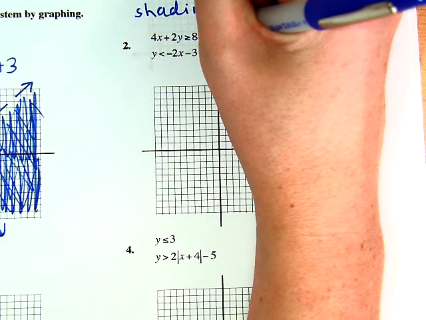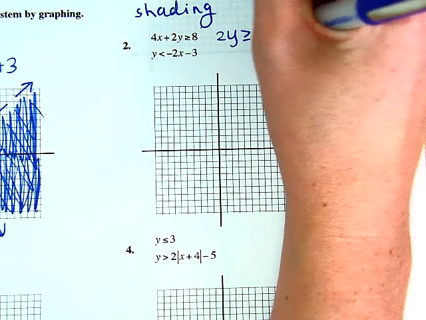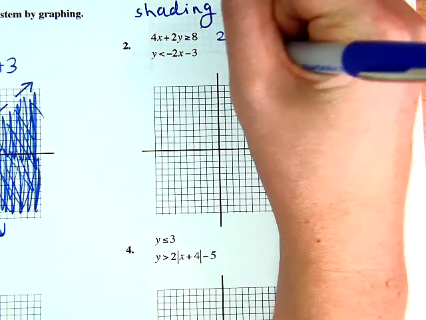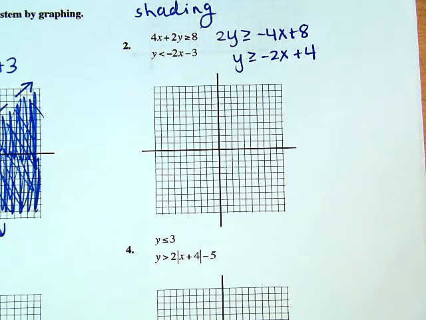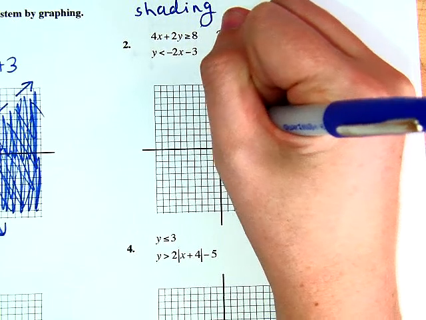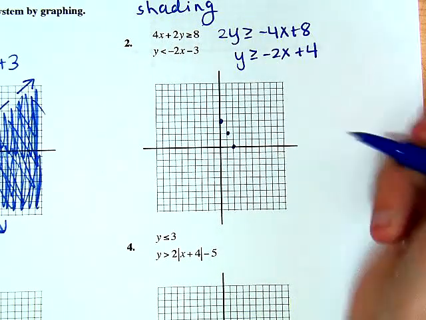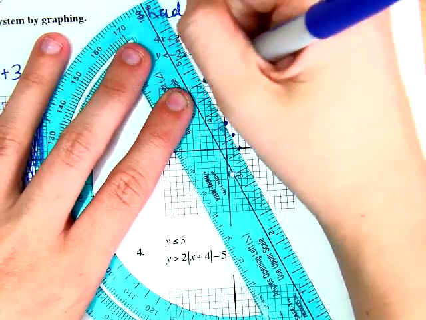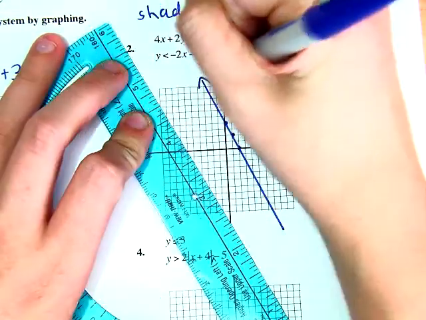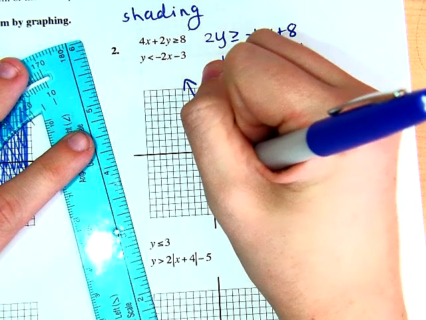I'm going to solve for y here, so I got 2y greater than or equal to negative 4x plus 8, y greater than or equal to negative 2x plus 4. So I start at 1, 2, 3, 4, and I go down 2 over 1, down 2 over 1. Solid line here. Nice. And then my other one, I start at negative 3. And I go down 2 over 1.